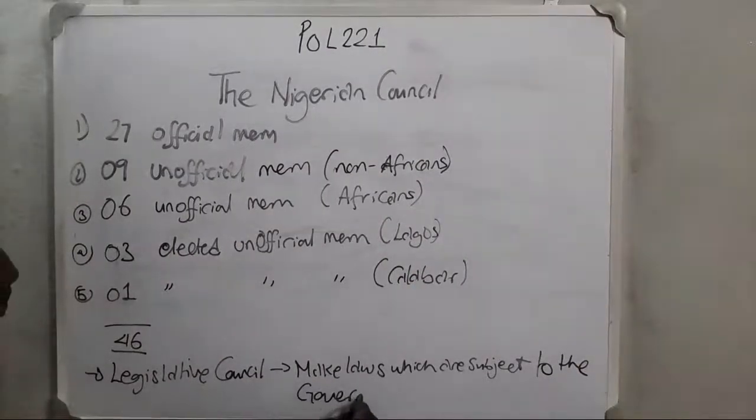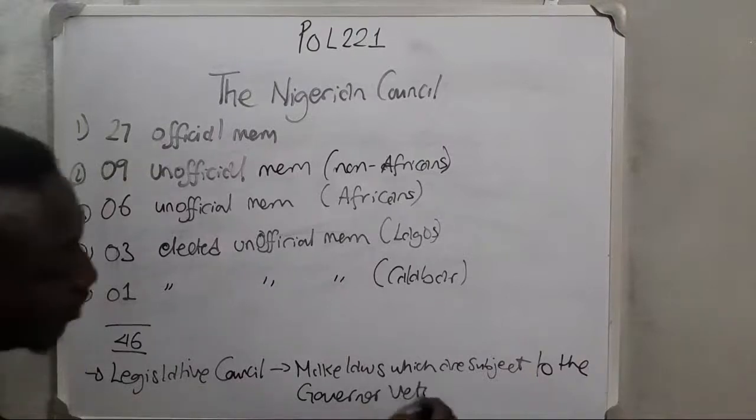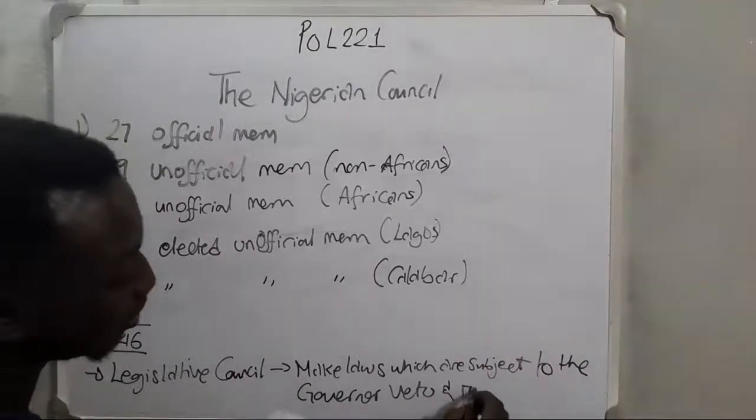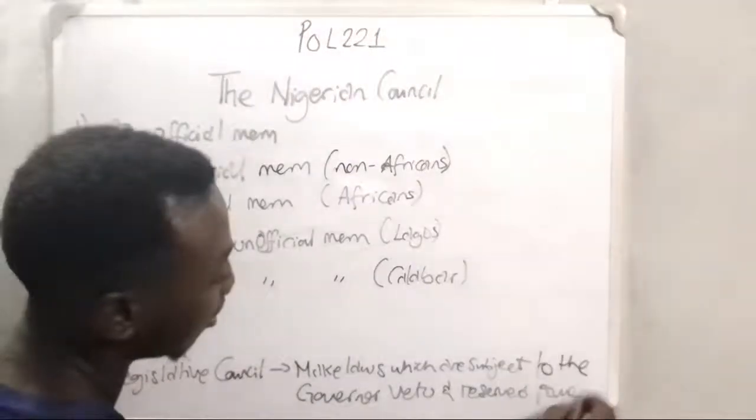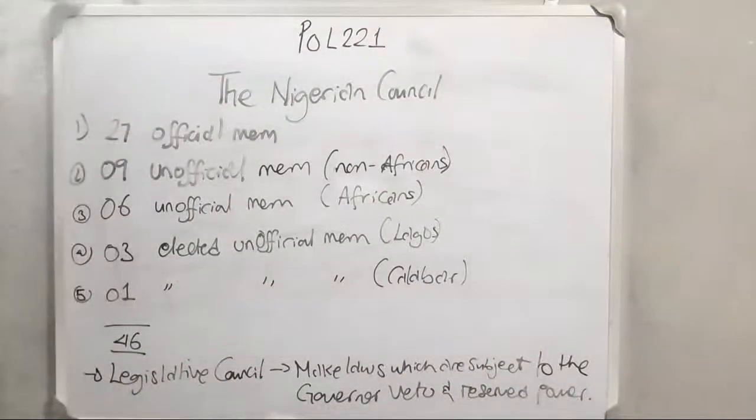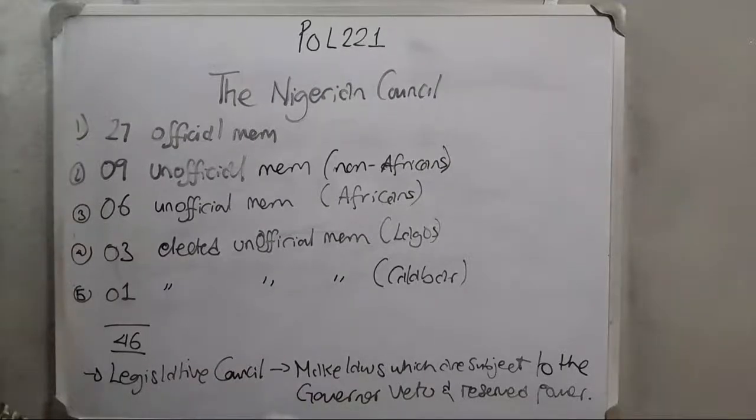Governor, veto and reserve power. All right, basically that is it for Clifford. And Clifford also has his own criticism too as well. Okay, so let's look at that.